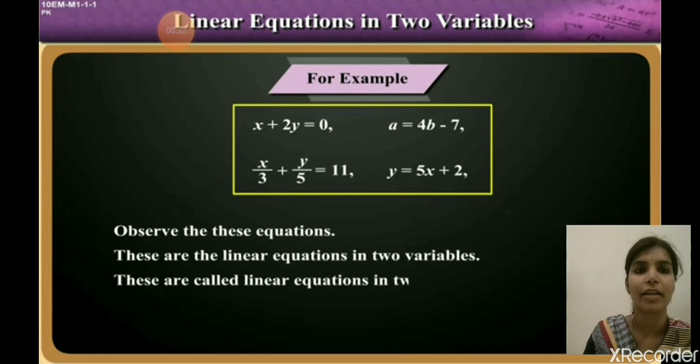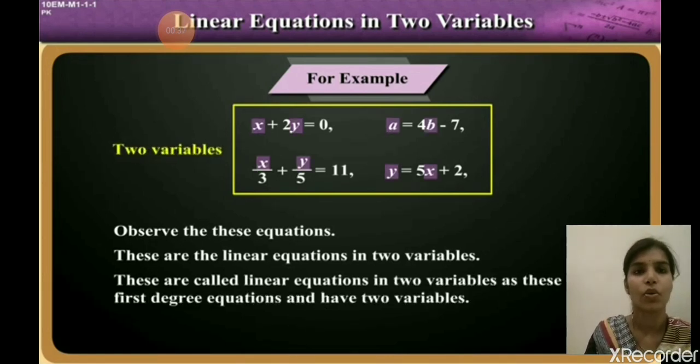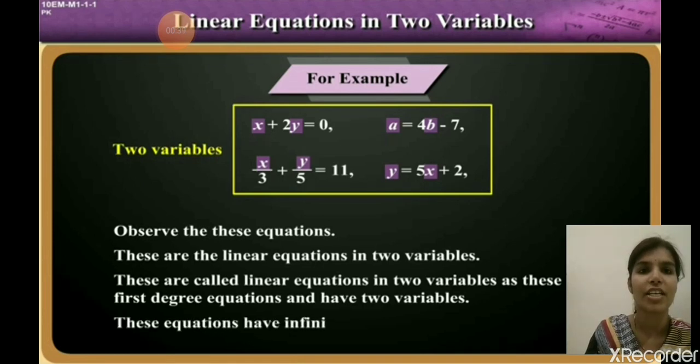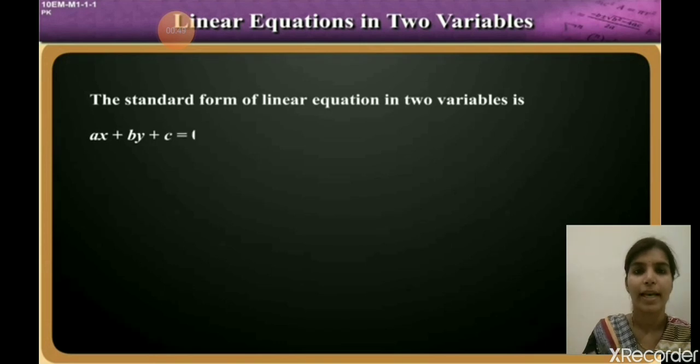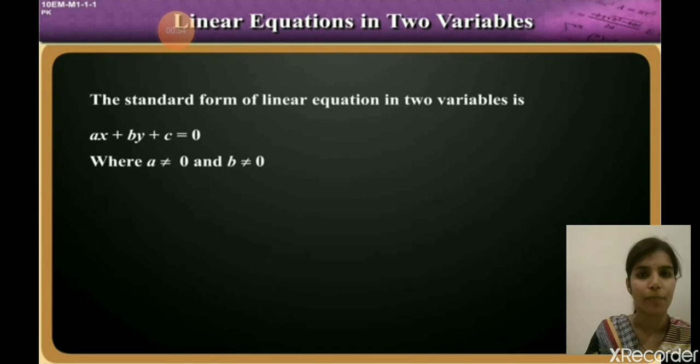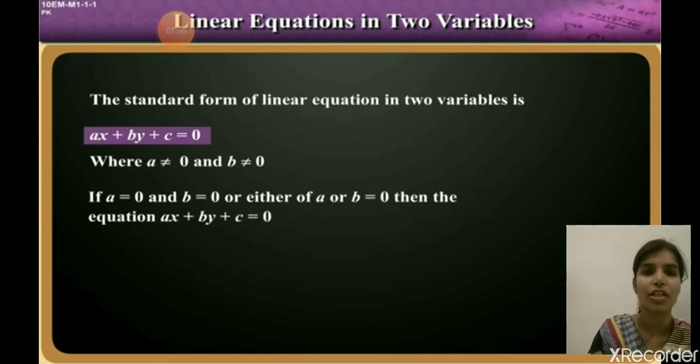Here we observe that two variables are used, x and y, a and b. And the degree of the equation is 1. So that's why we call these linear equations in two variables. Then we discuss the standard form of the linear equation in two variables: ax + by + c = 0, where a and b are not equal to 0. If a and b are equal to 0, then this is not a linear equation in two variables.